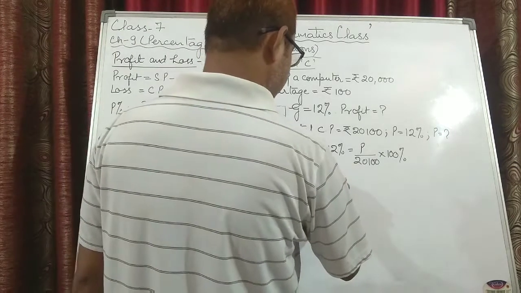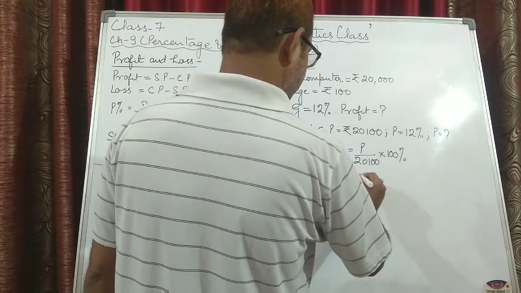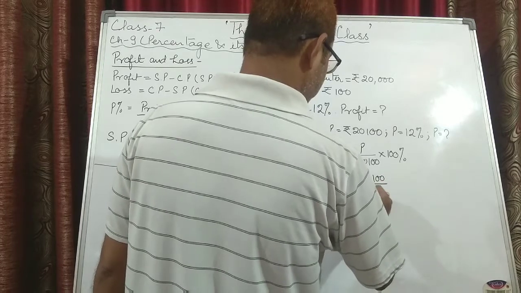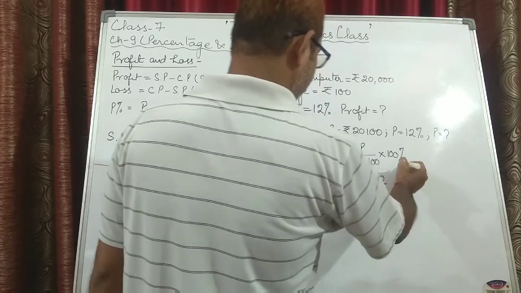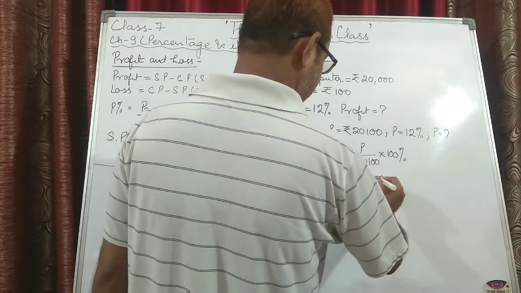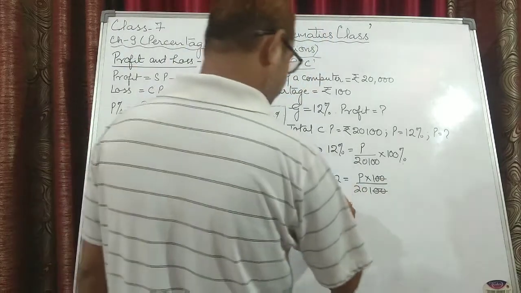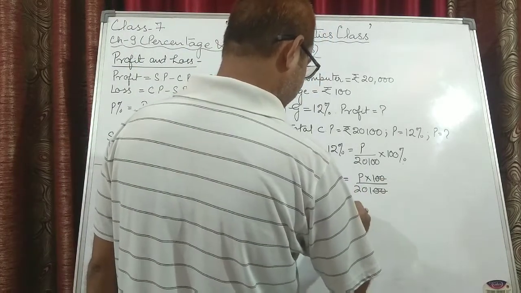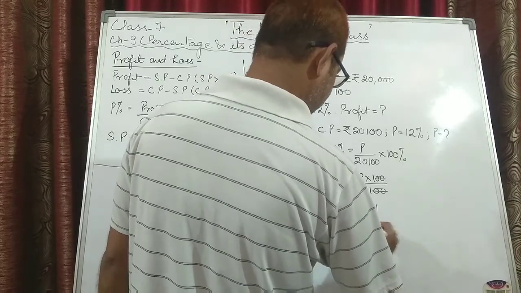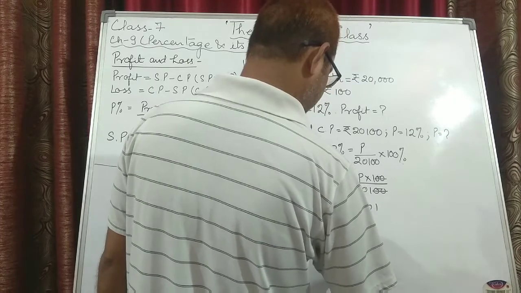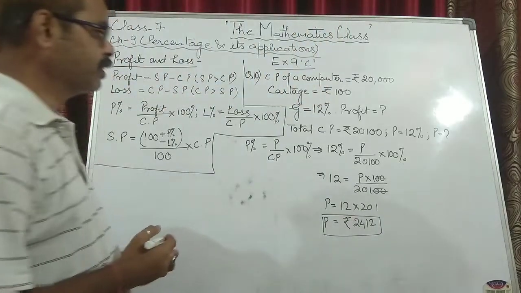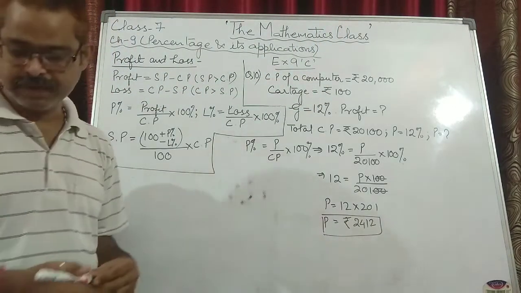Now this can be written as 12 is equal to P into 100 upon 20,100. Here also profit percent, here also profit percent, so we are not writing it. Now this 0 cancelled and this 0 cancelled. It means profit is equal to, simply cross multiply, 12 into 201. 12 ones are 12, 12 twos are 24. Rupees 2,412 was the profit in the whole transaction. This is the final value.